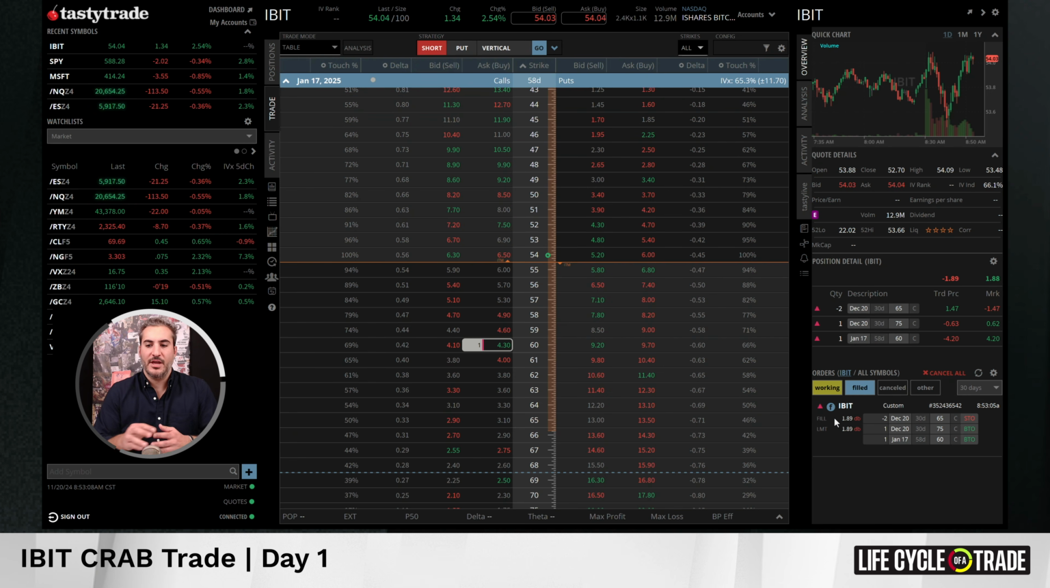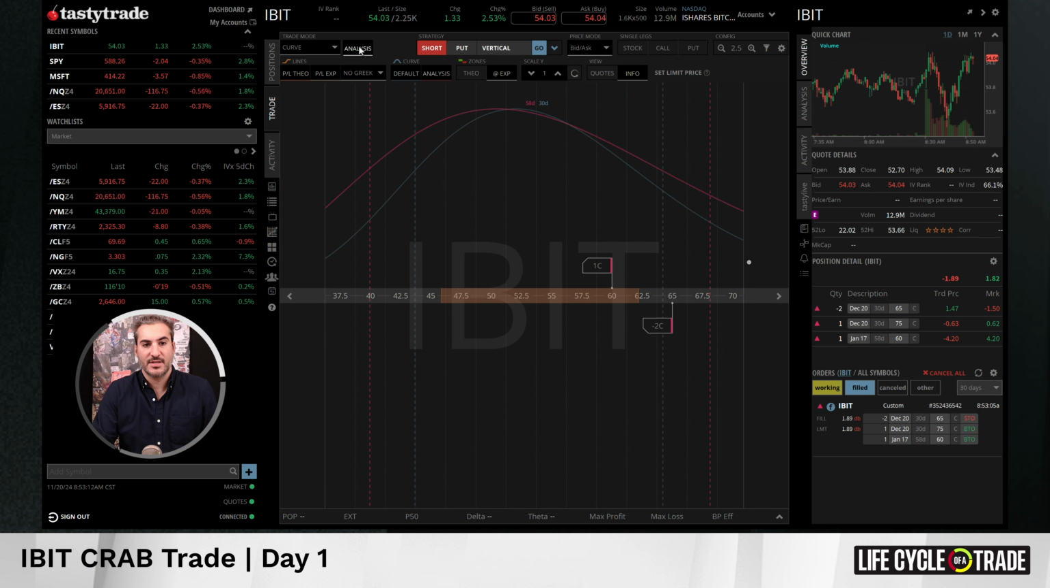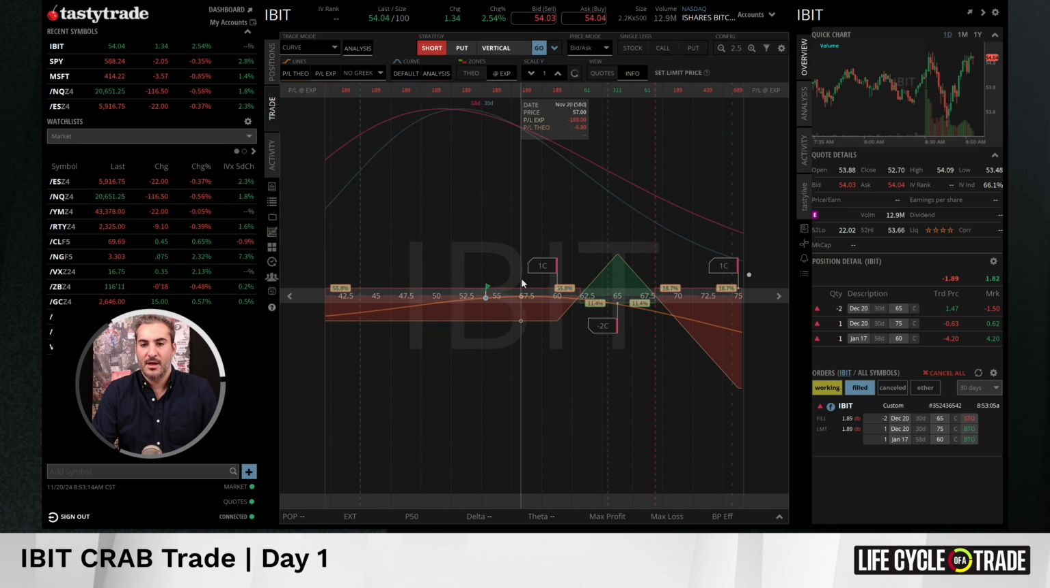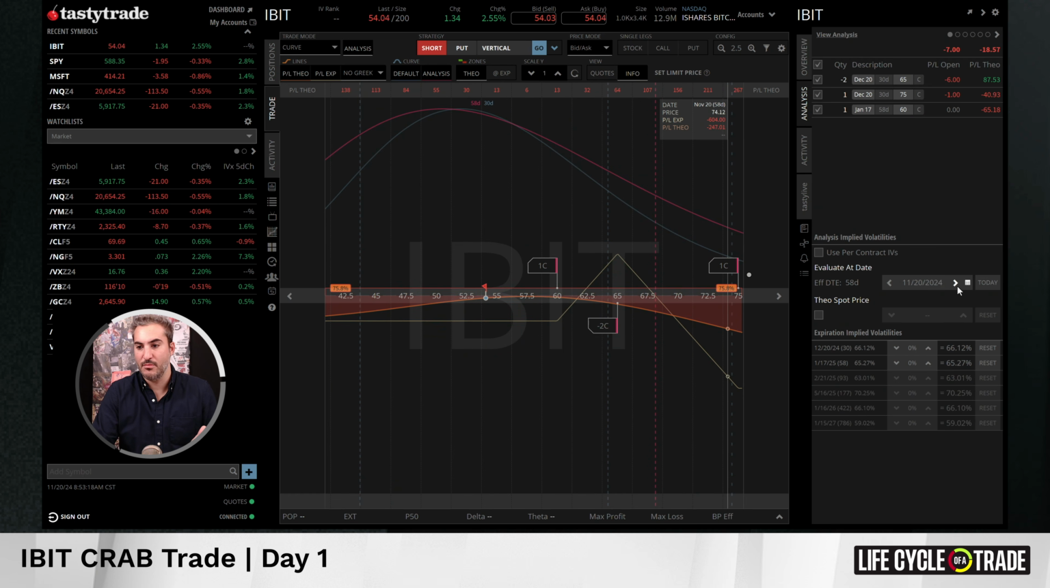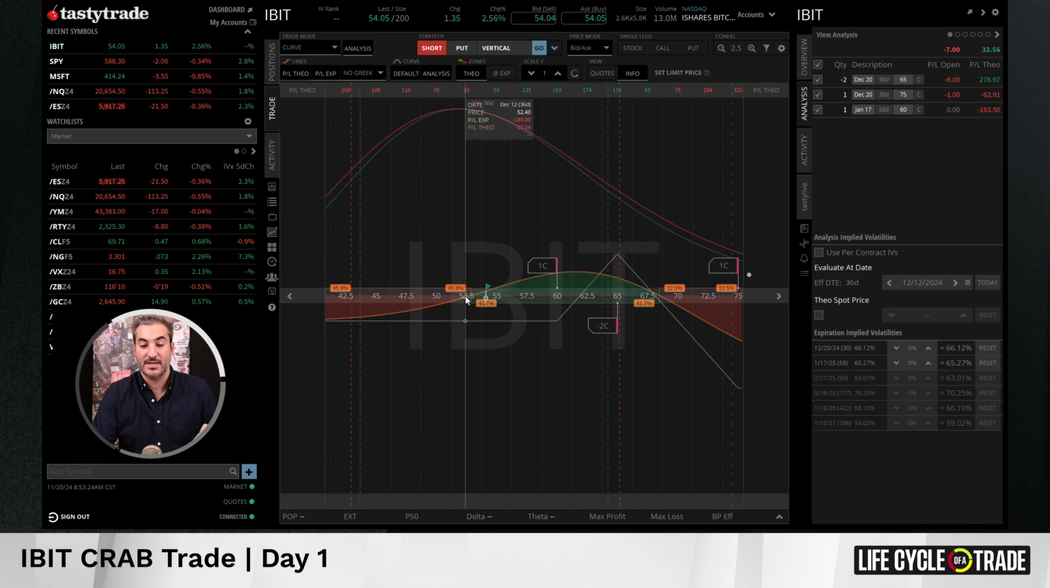All right, so we got filled at 189 on that upside crab trade. Just to give you an idea of what that looks like on the analysis mode here, we can add this Theo mark in our analysis. We can move time, and you can see how our profit and loss will change as we pass time. A little bit of a buffer to the downside, definitely some profit potential to the upside here. But you'll want to stick around because we're definitely going to have to manage this trade coming up here shortly.